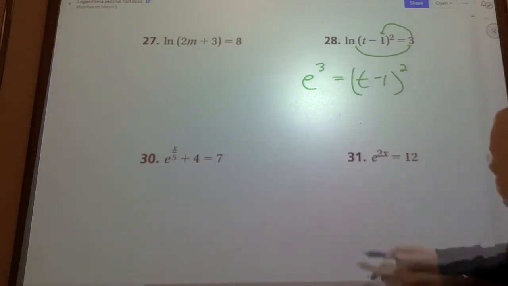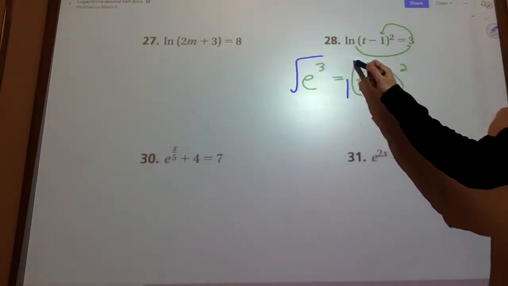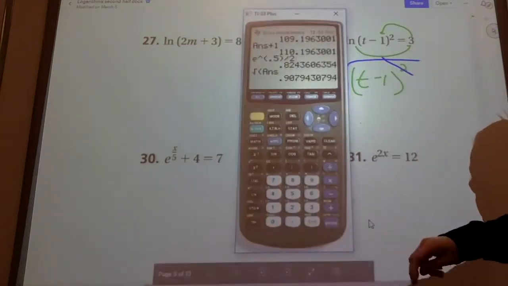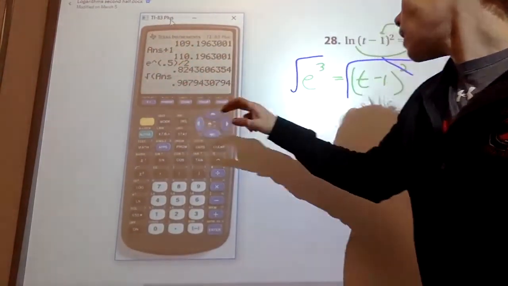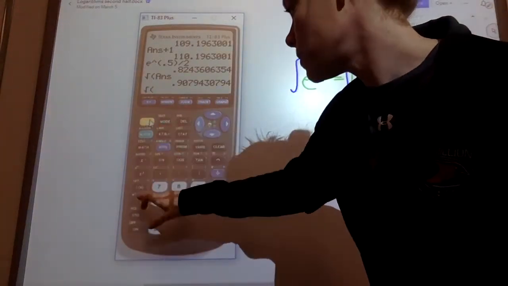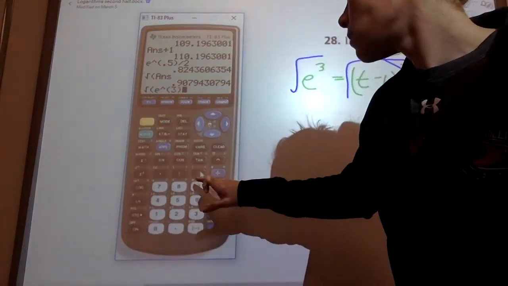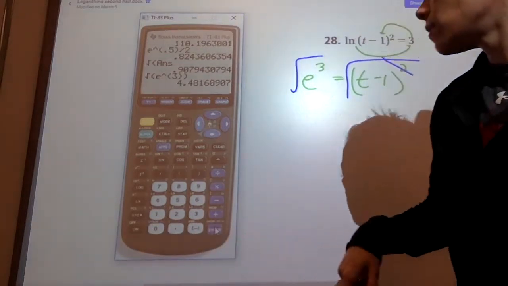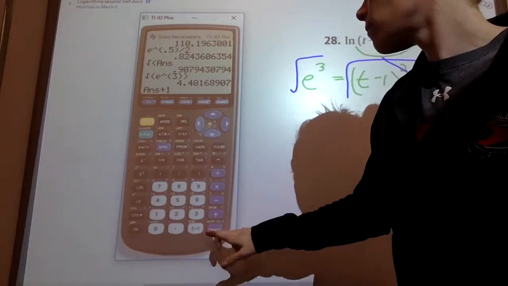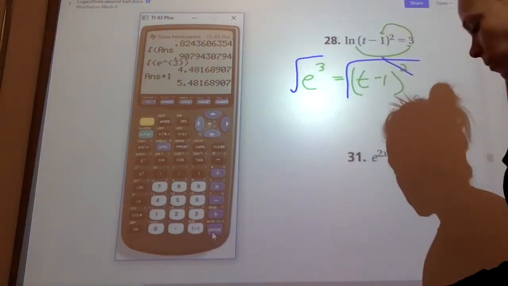Square root, very good. So I'd square root both sides, and that would get rid of the squared, and then my final step would be what? Plus 1. So on my calculator, I would go the square root of e cubed, and then I would add 1. So 5.41.